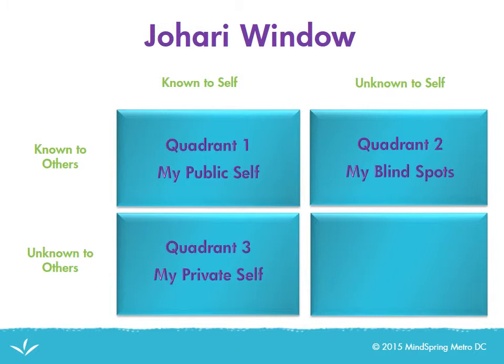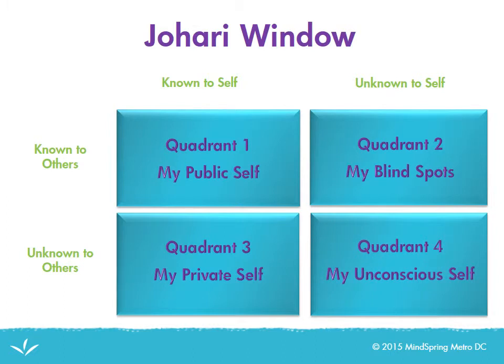Quadrant 3 is the area that represents your private self and is where you choose to hide things about yourself. We know things about our own character that we do not want others to see or choose not to show to others. We may keep certain parts about ourselves private because we feel embarrassed or shameful in some way. We may also avoid discussing certain things about ourselves because we do not want to feel vulnerable.